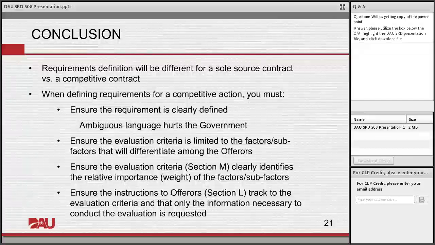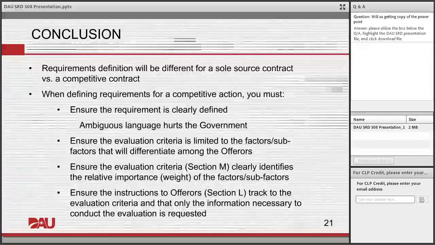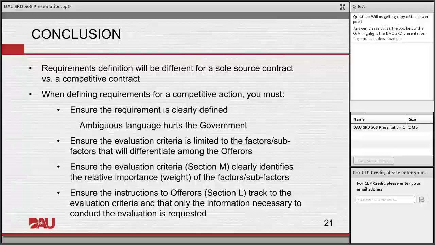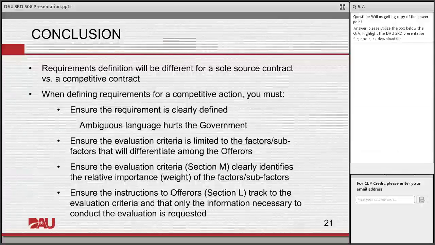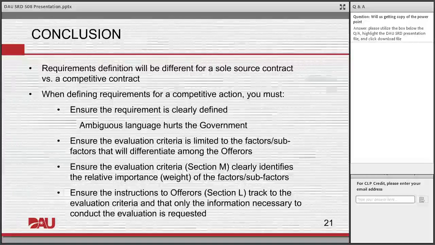So the best way that I have found is if you have a service contract, and my computer just went dead, so y'all hold on while I log back in. But the best thing I have found for a service contract is have one of your evaluation criteria be a sample task or a sample scenario.